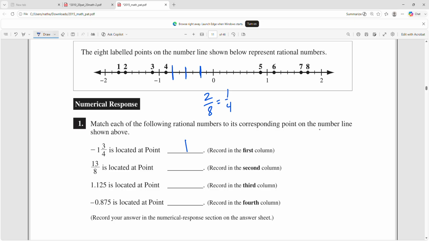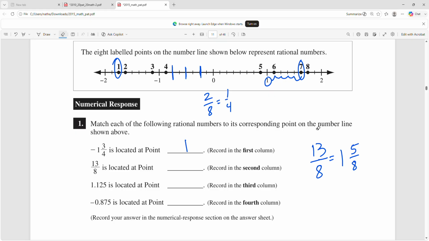Okay, 13 over 8 is located at which point? That one is going to be helpful to convert to a mixed fraction. 8 goes into 13 one time, and that leaves us with 5/8 left, so 1 5/8. So here we are at 1. We're going to have to go 5/8, and each of these little spaces is an eighth, so that's going to be easy to count. 1/8, 2, 3, 4, 5/8. Count carefully because you could end up at 6/8, which is the same as 1 3/4. So there we go. Point number 7. That's our second one.